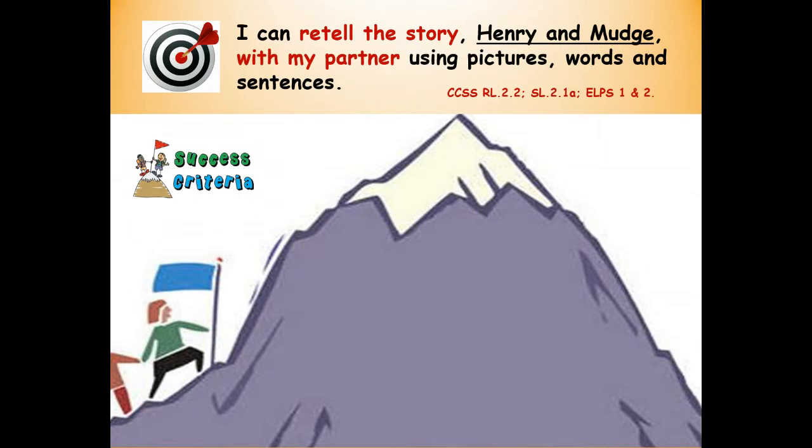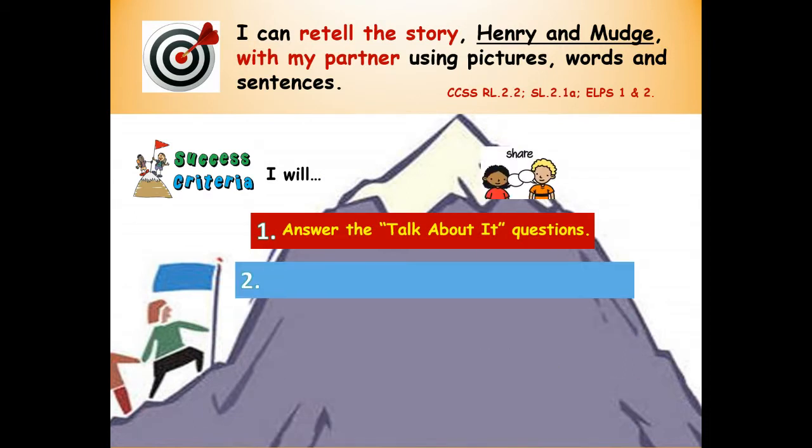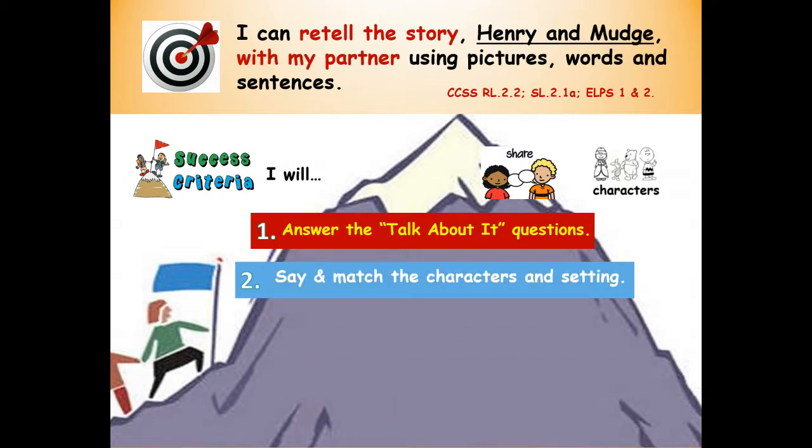So success criteria, that means how will you know you're successful at reaching your learning target? Well, I'm going to tell you the steps for success. This lesson is kind of like climbing a learning mountain, and our goal is to get to the top. So let's see our steps. I will, number 1, answer the talk about it questions. I'm going to ask you some questions. Number 2, I will say and match the characters and setting. We're going to talk about who is in the story and the setting where the story takes place.